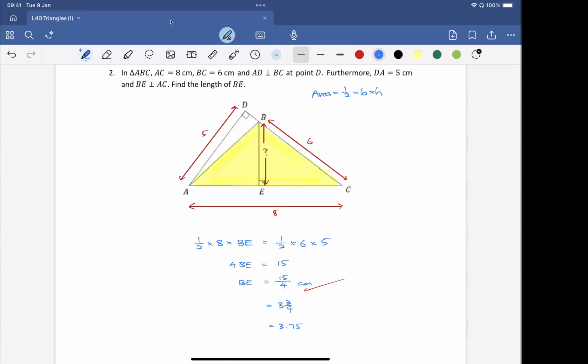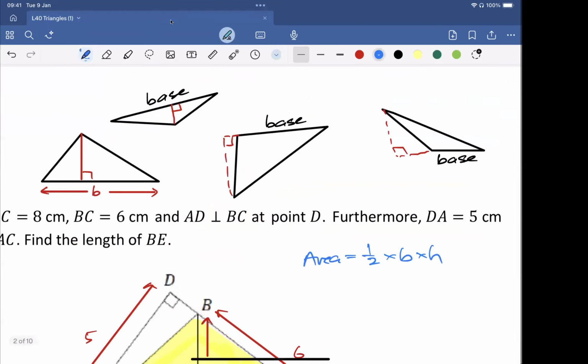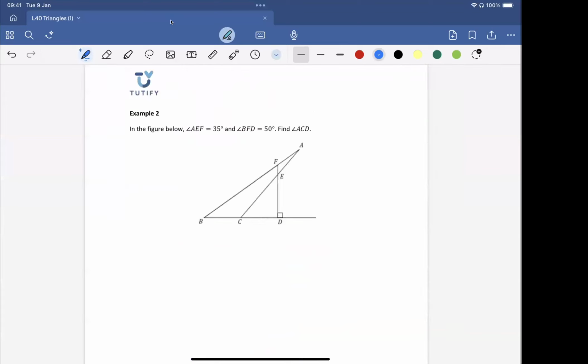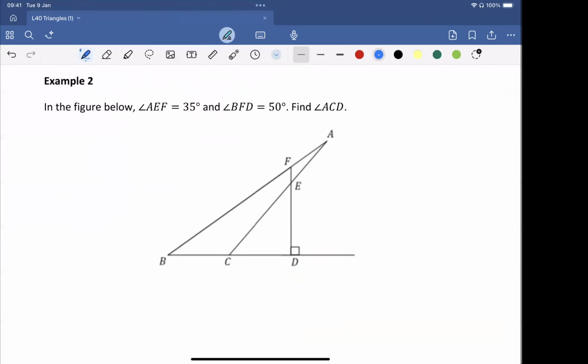Now, do you know why I keep on drawing all these different triangles for you? So that I'm trying to tell you the base can be anywhere. All right, students? Base does not have to be at the bottom. Okay? All right, let's take a look at example number 2.